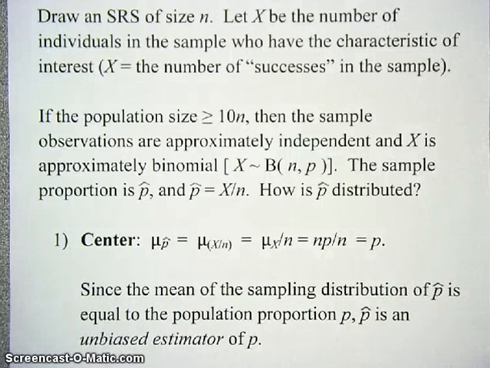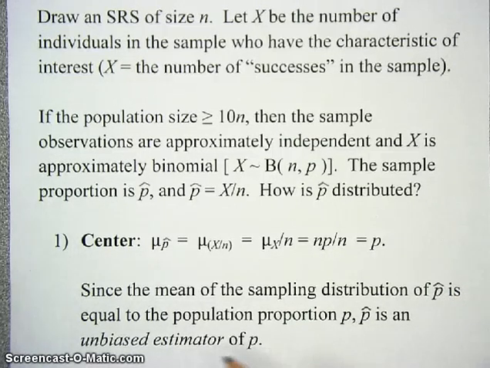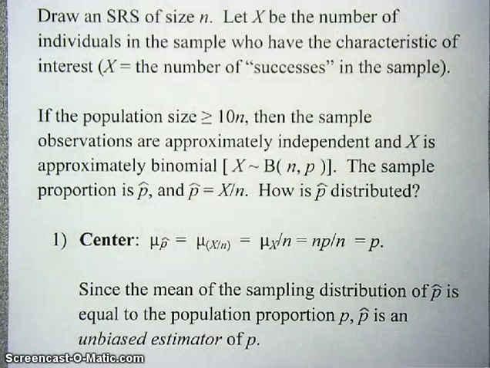In situations like that, where the mean of the sampling distribution is equal to the population parameter, we say that the statistic is an unbiased estimator of that parameter. And in this case, p hat is an unbiased estimator of p, the population proportion.